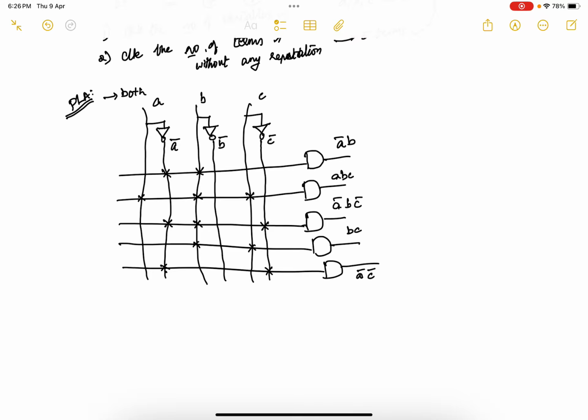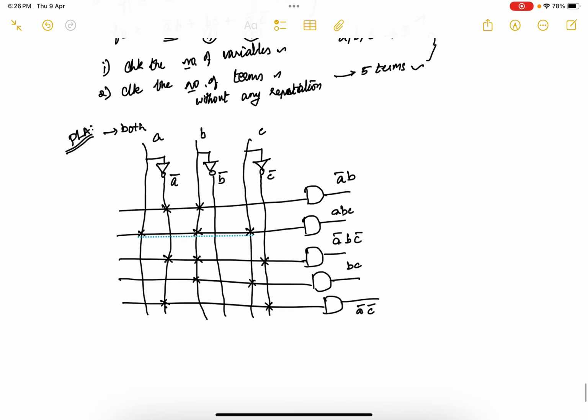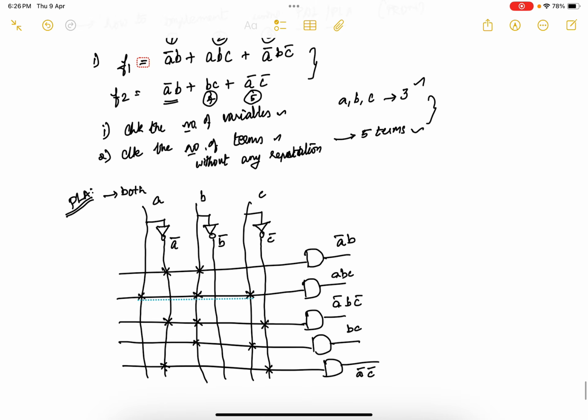Already we know that if it is PLA, both your AND and OR array should be programmable. Now AND array we have made programmable. Now we want to make OR array also programmable. So how to make your OR array programmable? Now we want to check the number of outputs. So here how many outputs are there? I have 2 outputs. One output is F1, another output is F2.